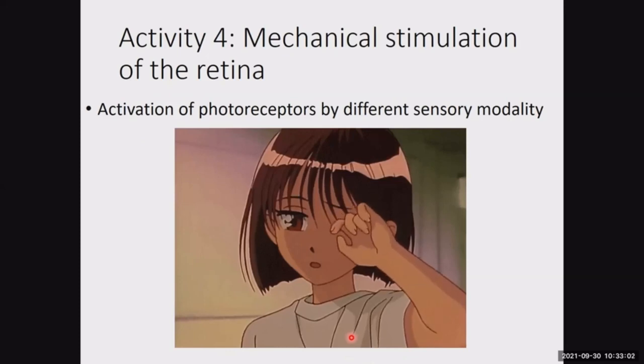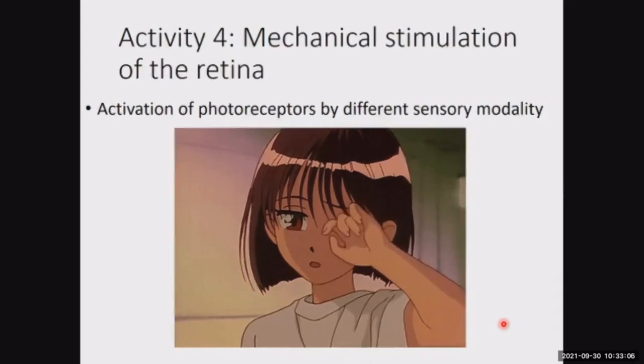Activity 4 is looking at sensory modality. And so generally, our photoreceptors at the back of the eye are going to be responding to visual stimuli. They're going to be responding to light images and light patterns by, again, converting that light information into nervous system information.